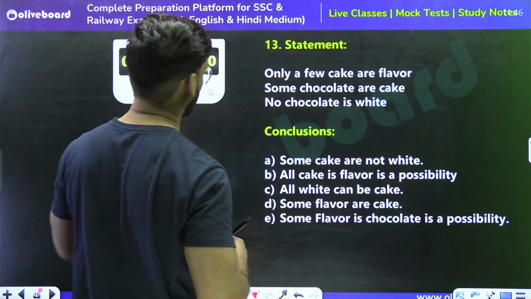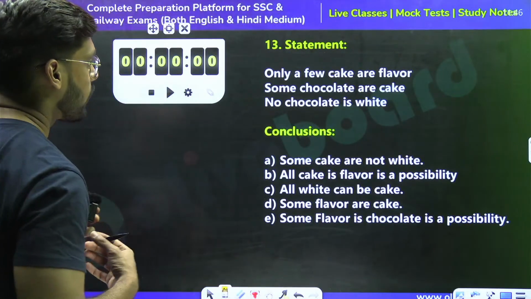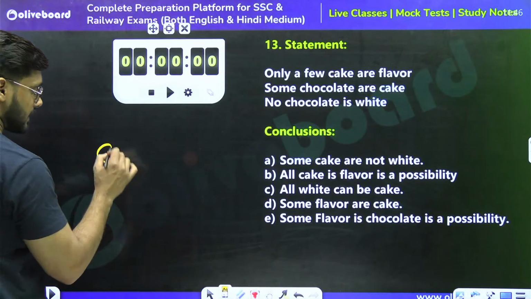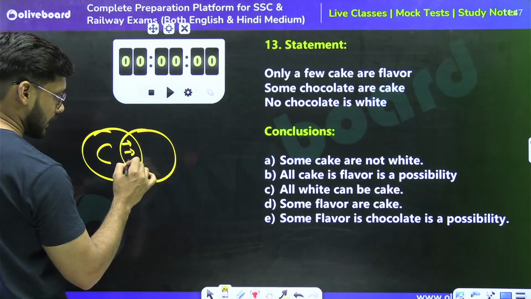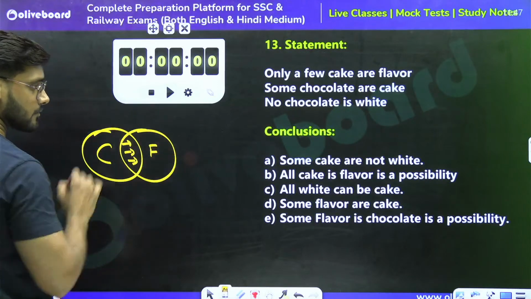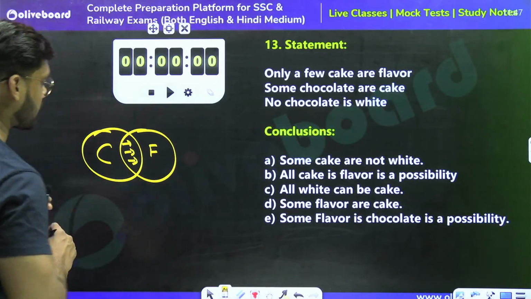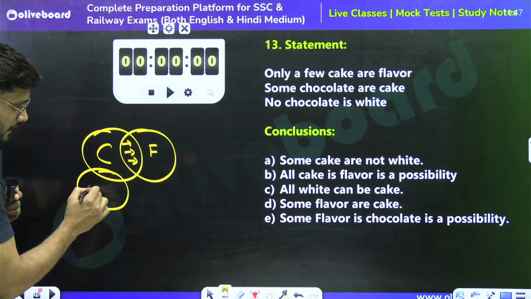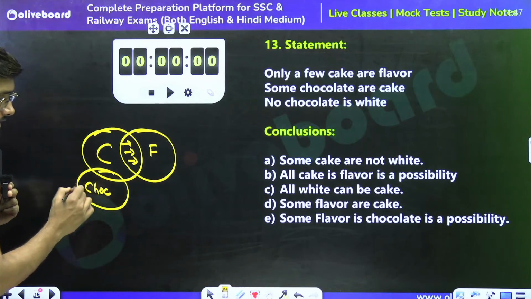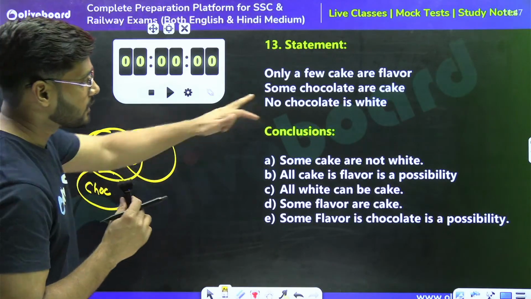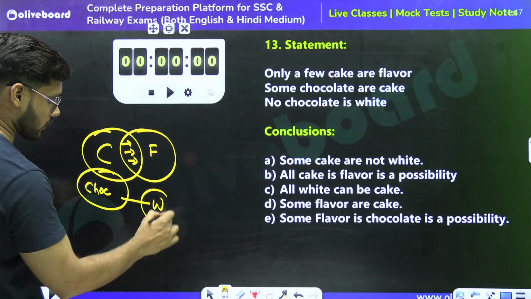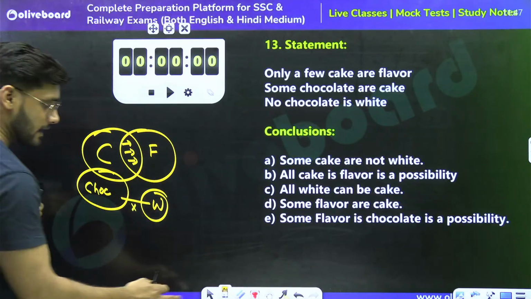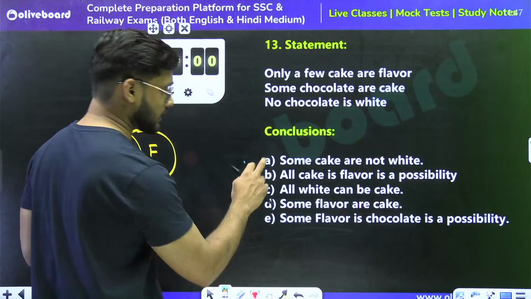Let's see the right solution for this one as well. Only a few cake are flavor. There are only few cakes which are a part of flavor. Some chocolate are cake. There are some chocolate which are cake. No chocolate is white. There is no chocolate which is white. Now let's see the conclusions. Which is the conclusion which is wrong?